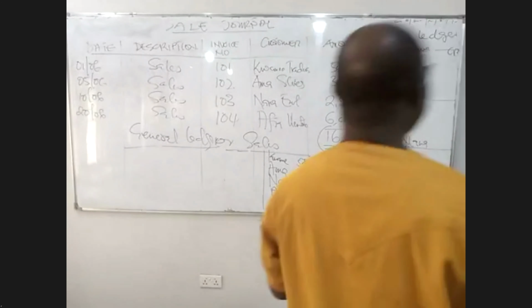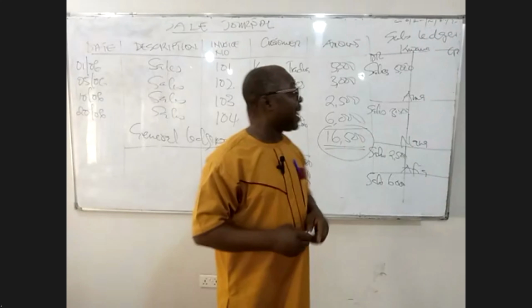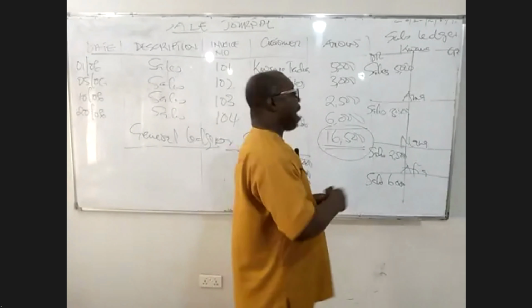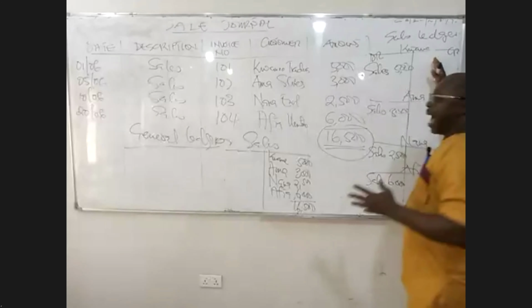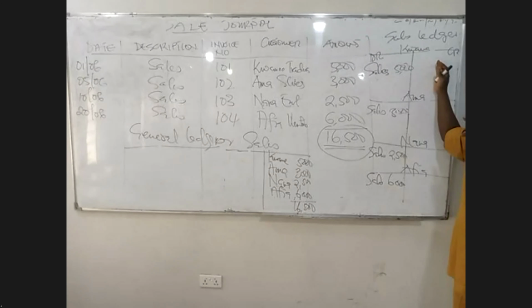So anytime there is a payment, let's assume we have received 3,000 Ghana cedis from Kwame in respect of the sales. What do we do? We credit what? Kwame has given to us. Please, are we okay? We credit Kwame.